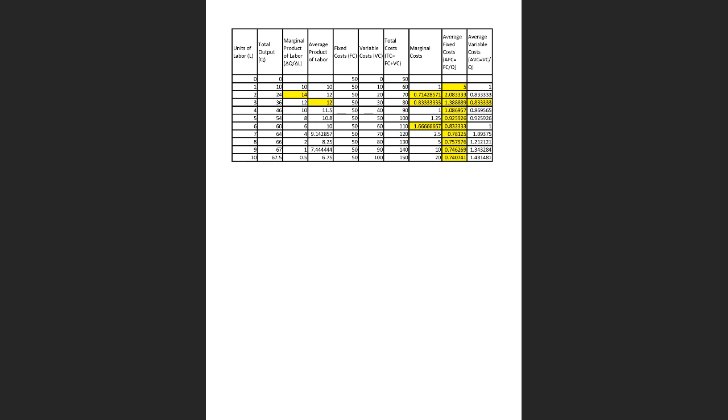My variable costs are costs that change. In this particular problem, my variable costs are $10 per worker. So if I have 1 worker, my variable cost is $10. If I have 5 workers at $10 each, my variable cost is 50. So variable cost in this case is the number of workers times the wages they earn. And then my total cost is the sum of fixed and variable. We've seen that before. Just add those up.